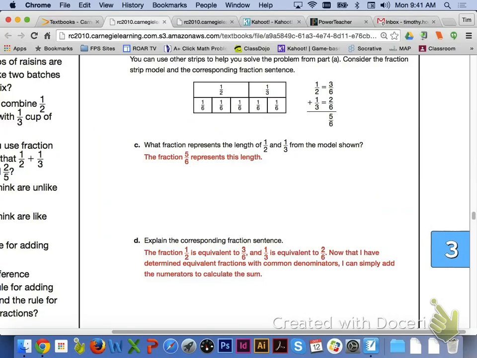For letter D, the fraction 1/2 is equivalent to 3/6, and we can see that here. And we know that 1/3 is going to be equivalent to 2/6. So now you have determined the equivalent fractions, and now we have common denominators. So you can simply add the numerators together in order to calculate the sum. So 3/6 plus 2/6 is going to give you 5/6 for your answer, and that represents the length.